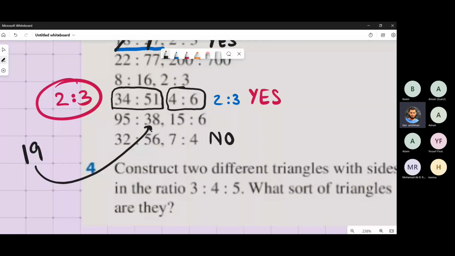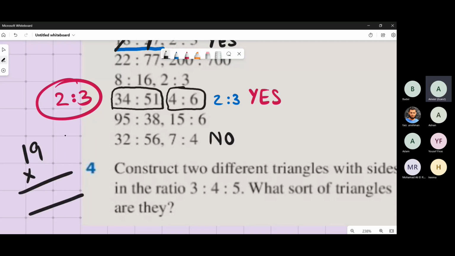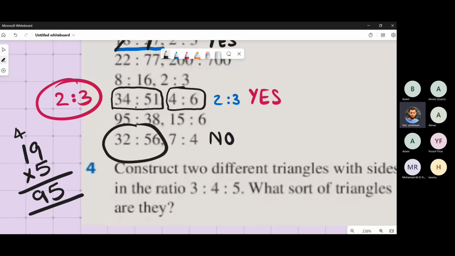But let's check in the table of 19. Does 95 arrive or not? 19 multiplied by what number? By 5. 19 times 5 is 95. This trick will work most of the time. So we try it first, and if it doesn't work, we search for other ways. 90% of the time this trick will work.